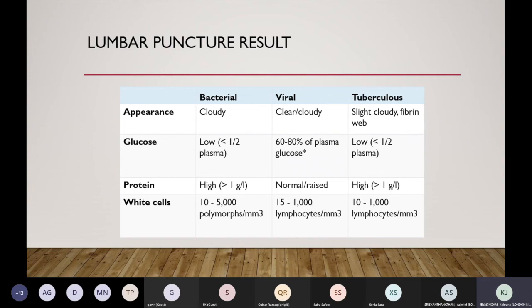Just a quick recap. If you have an LP, look for the color, the glucose level, the protein level, and the white cell count and the type of white cell. In bacterial infection, it's usually very cloudy in color, and I remember that they produce a lot of protein. Because the bacteria is so active, it needs energy, so it uses glucose. The white cell count is usually polymorphs. With viral, usually it's clear in color, glucose is generally near normal or just slightly lower than plasma, protein level is normal or slightly raised, and the white cells are usually lymphocytes. And tuberculosis is in between bacteria and viral, more towards bacteria. The only difference is that tuberculosis has lymphocytes like viral illnesses.